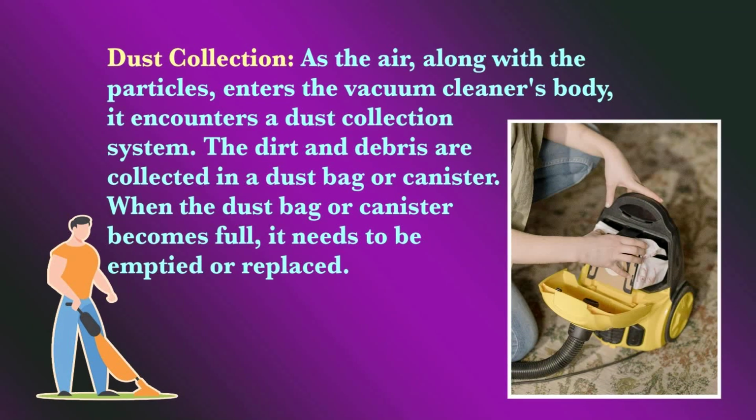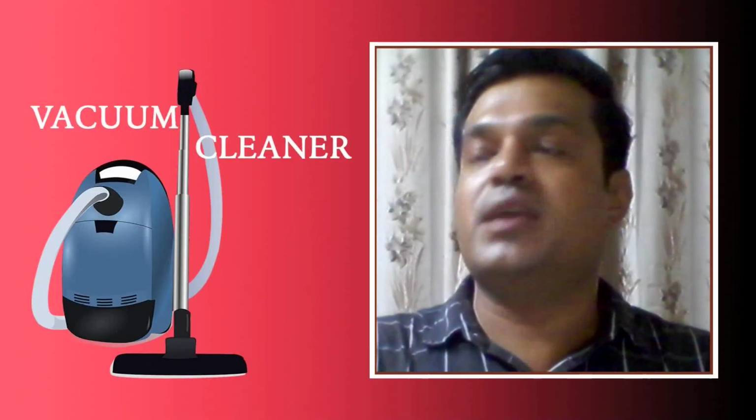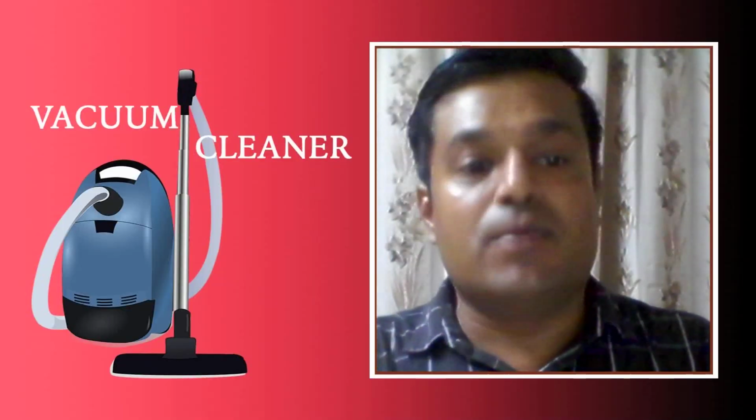Next portion is the dust collection. As the air along with the particles enters the body of the vacuum cleaner, it encounters a dust collection system. The dirt and the debris are collected in a dust bag or canister. When the dust bag or canister becomes full, it needs to be emptied or replaced. The type of system can vary depending on the vacuum cleaner's design.